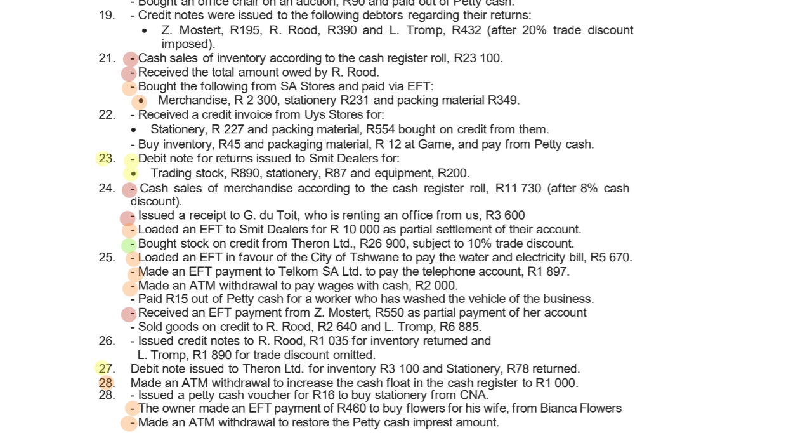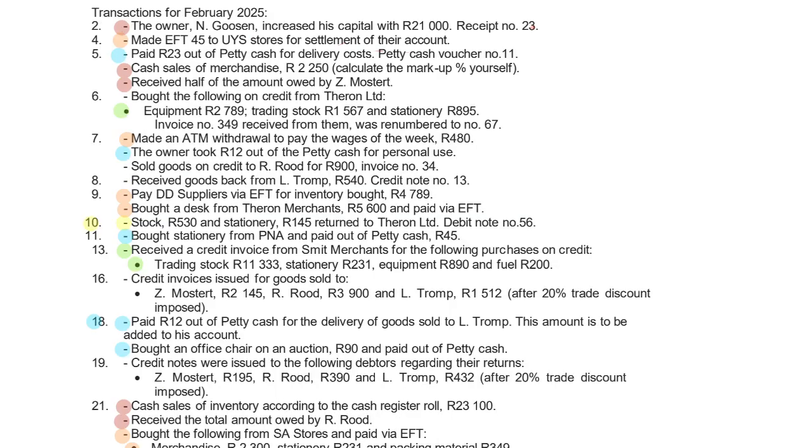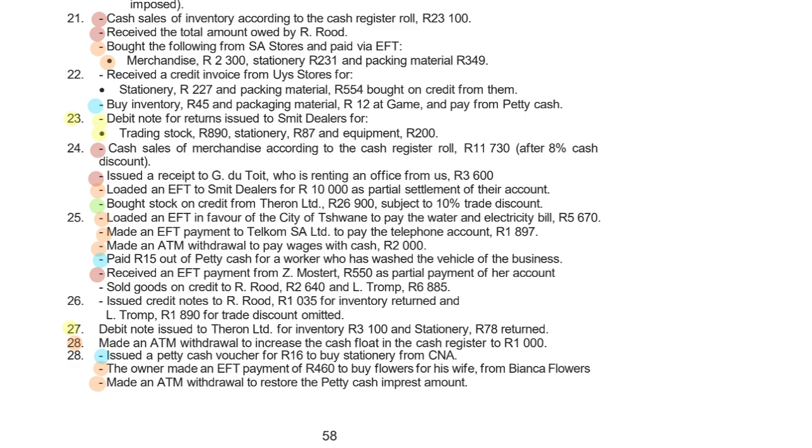Let's now move to our next journal, which is the petty cash journal, and I'm going to use blue. So our petty cash journal transactions will be on the 5th, the 7th, the 11th, and both on the 18th, and then on the 22nd, the 25th, and the 28th.